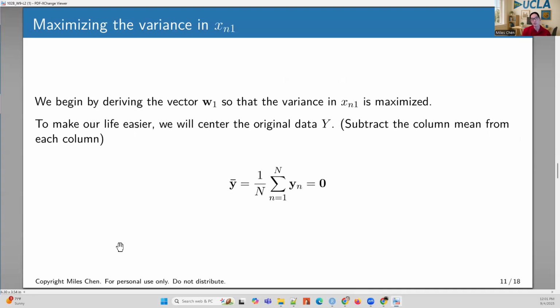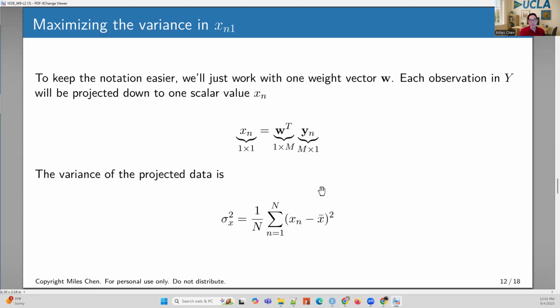And so what we're going to do is derive the vector W1 so that the variance in X1 is maximized. To simplify our calculations, we're going to start by centering the original data. We're going to subtract the column mean from each column in Y so that the mean of Y is equal to 0. So we're just shifting our data up or down so that it's centered at 0. And then we'll just work with one of our weight vectors.